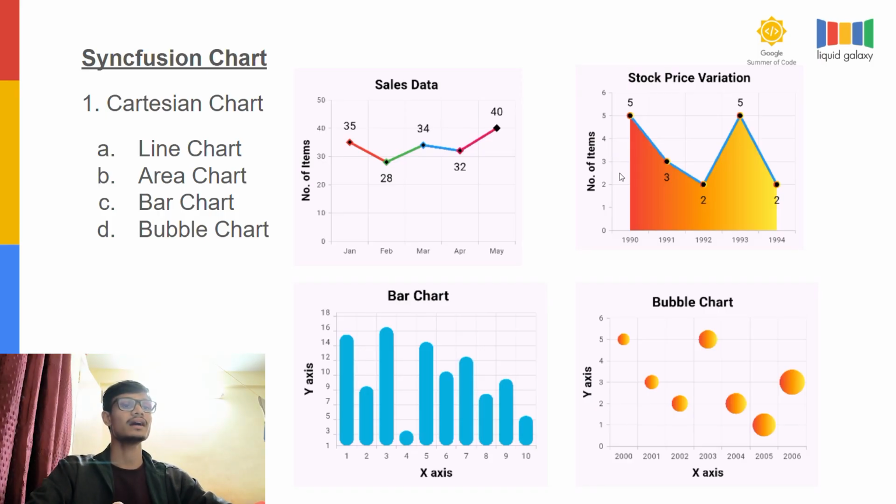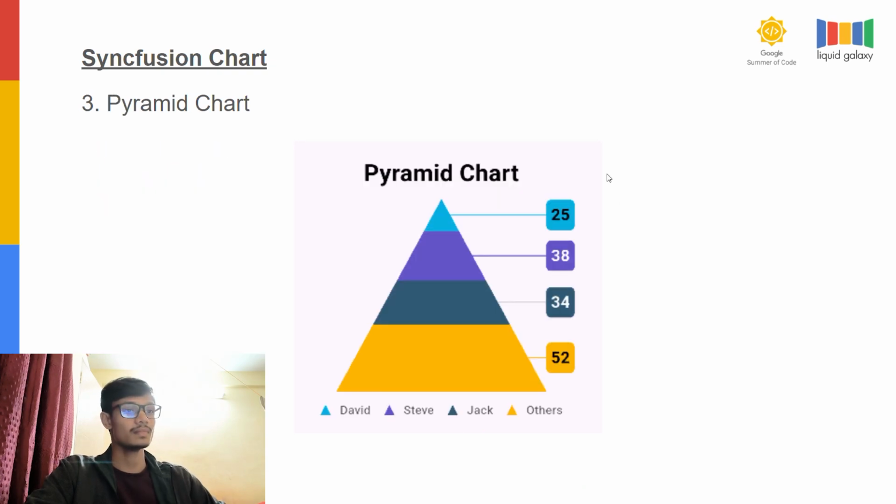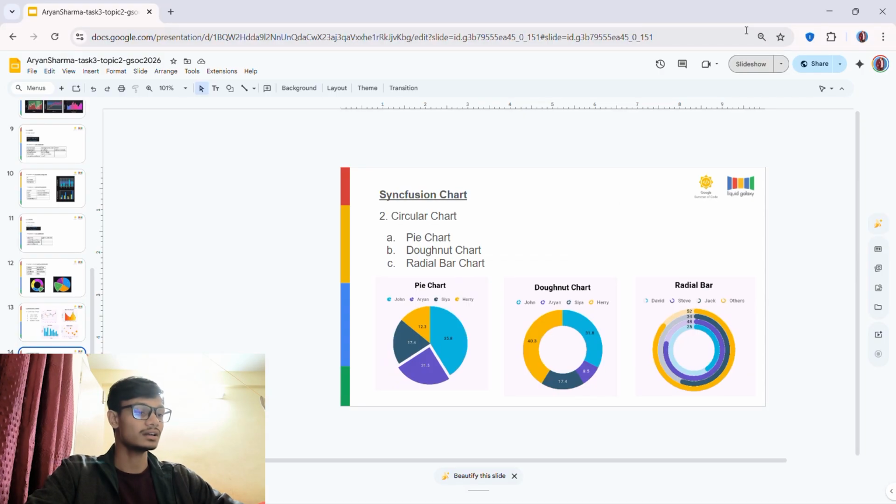We have covered the line, area, bar and bubble charts. Now come to the circular chart. Syncfusion provides three different types of circular chart: pie chart, donut chart and radial chart. Here you can see the example of each chart. Now let's see the code of the chart.